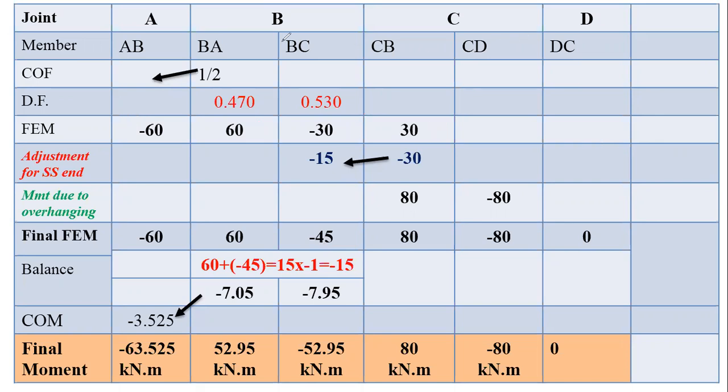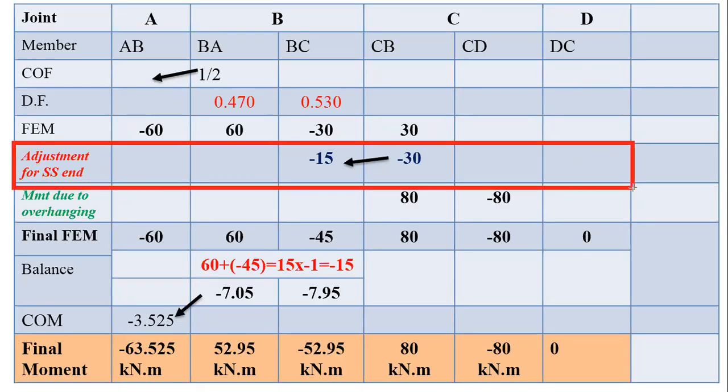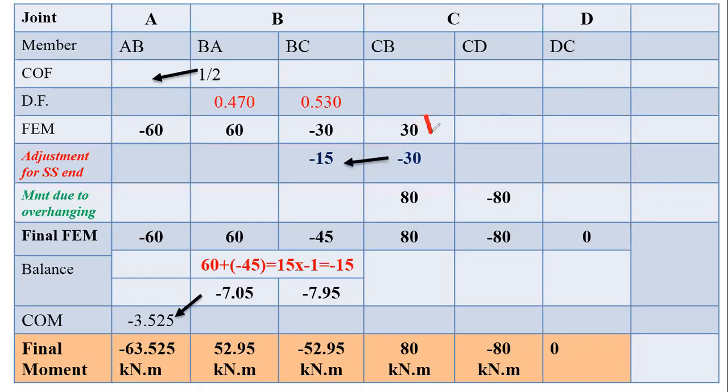So first adjustment or the correction, it is for the simply supported end. And notice that adjustment: make M bar CB as 0. M bar CB is plus 30. So add minus 30 in it so that the summation will be 0, and take half carry over to the adjacent member. So initial moment is plus 30.